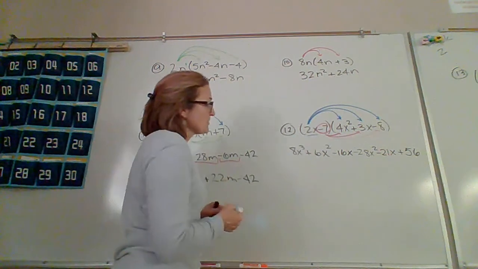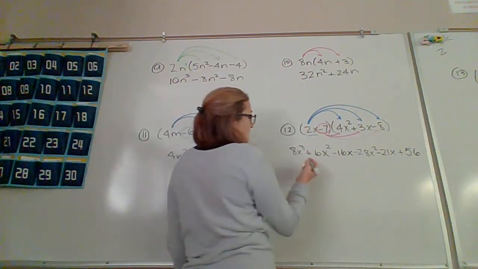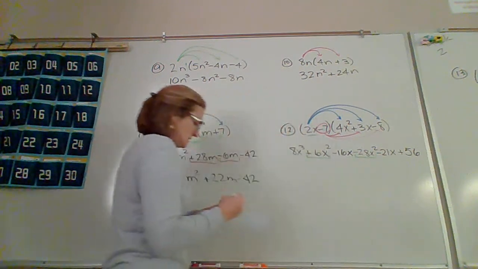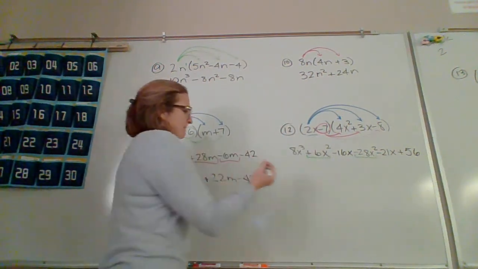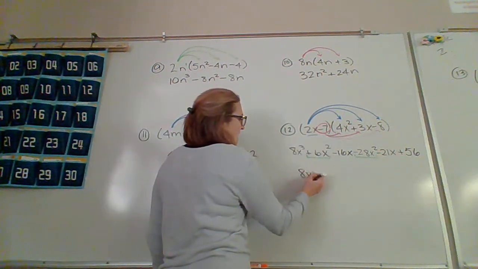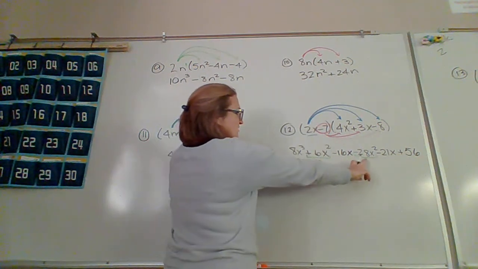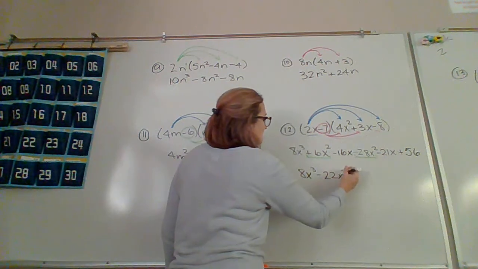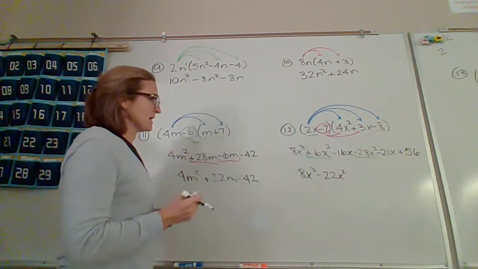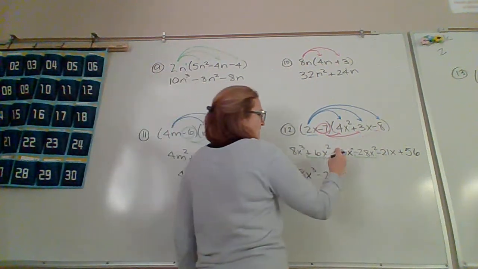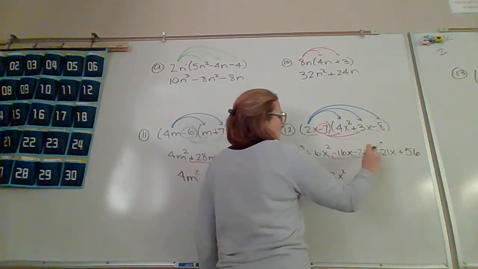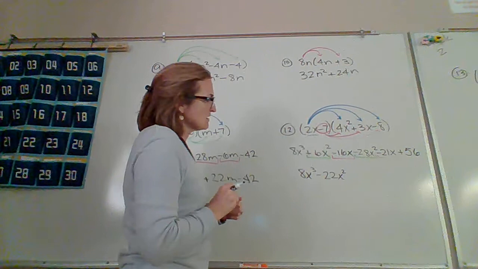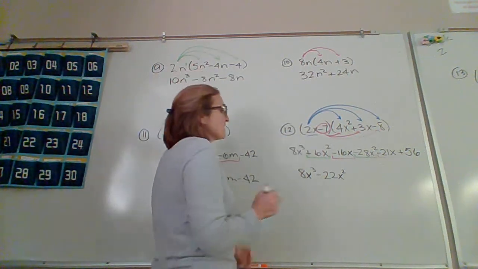So we got a couple pair of like terms. We got a pair of x squareds. So we're going to have an 8x cubed, and then add your x squareds. That gives us a negative 22x squared. Then we have like terms with our x terms. They both have a power of 1, so they are alike. That gives us a negative 37x.